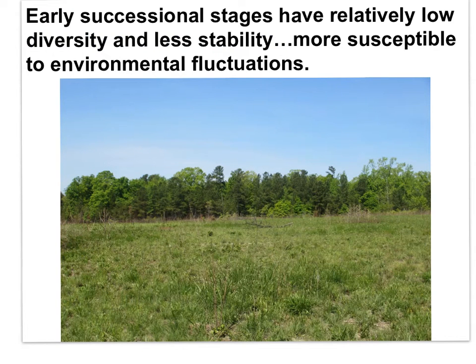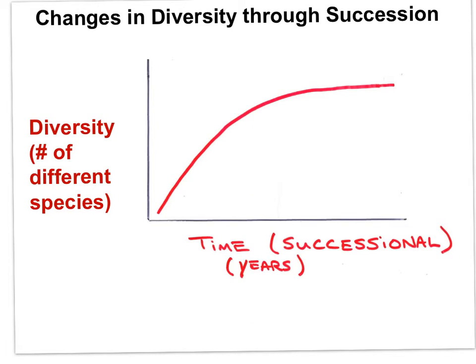Early successional stages have relatively low diversity and less stability. These are more susceptible to environmental fluctuations. This graph displays how diversity changes over successional time. You can see that diversity is relatively low early in succession and reaches a maximum late in succession.